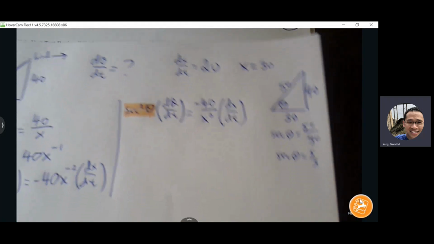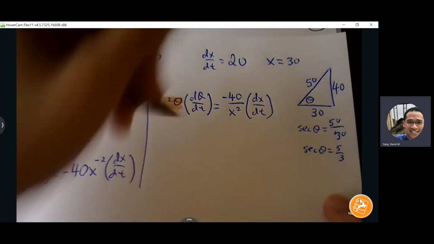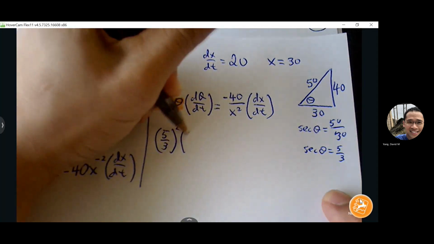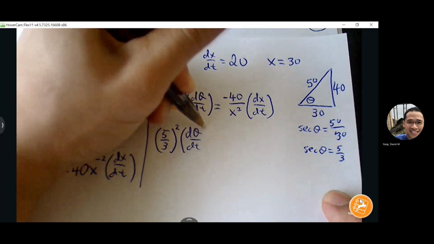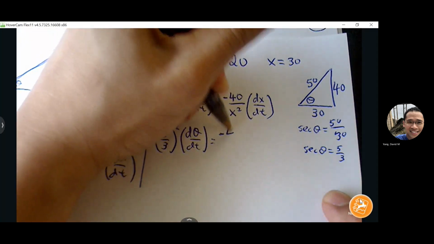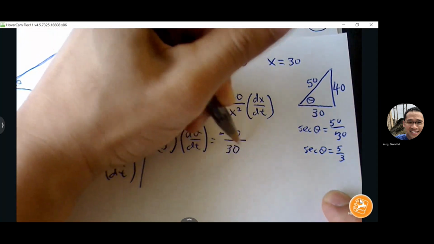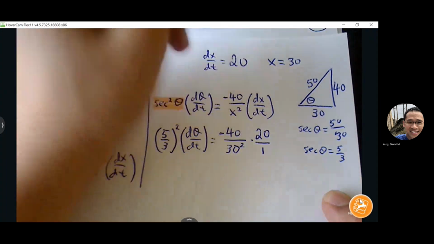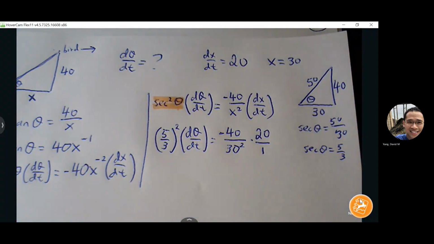We just have to plug this in and solve for d theta dt. All right, so I just have to move that 5/3 over. I'm going to square my 5/3 and flip it over to the other side.